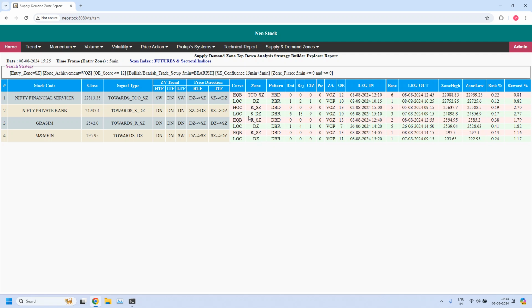And both the stocks are having high liquidity zones. And NIFTY Private Bank is also high liquidity. NIFTY Financial Services, this is low priority high liquidity zone. This is also there. NIFTY Financial Services is also there in F&O category. So 3 are valid here from the F&O point of view.